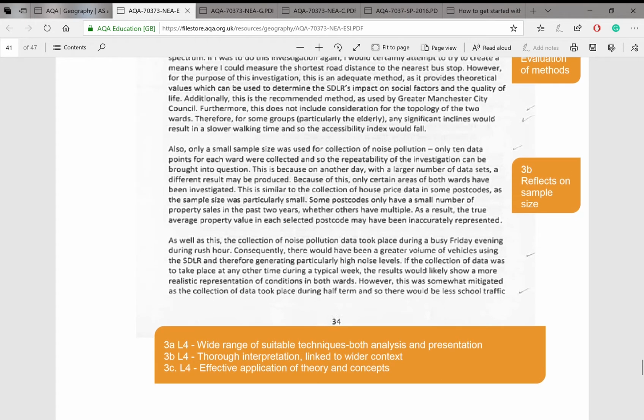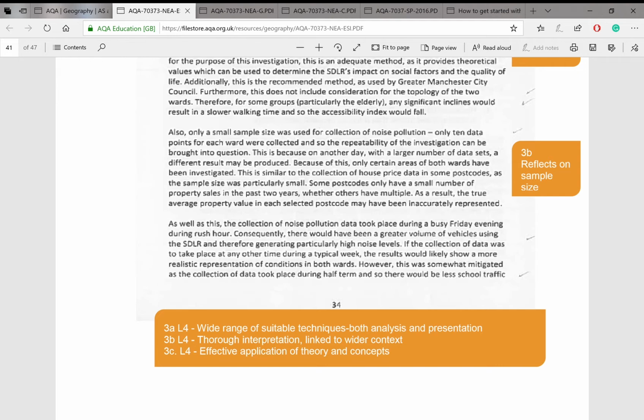All right, then we have in the third paragraph here, a reflection on the sample size. So they talk about it being a small sample size. And they talk about the repeatability of the investigation. Those of you who do science will be familiar with that concept, which is to what extent could my investigation be repeated and still get the same results. And then this speaks obviously to the reliability of your results.